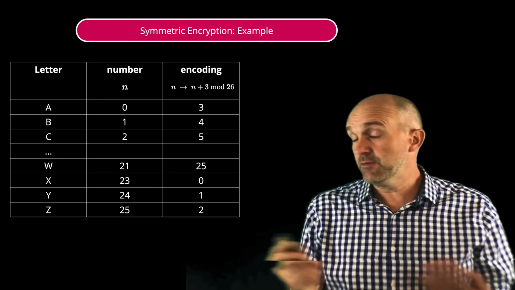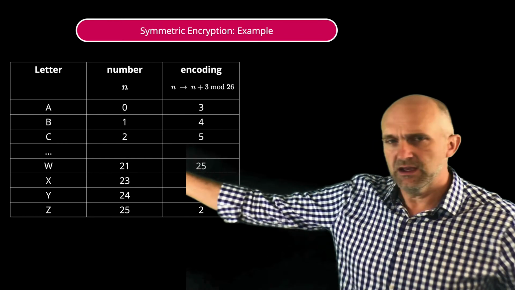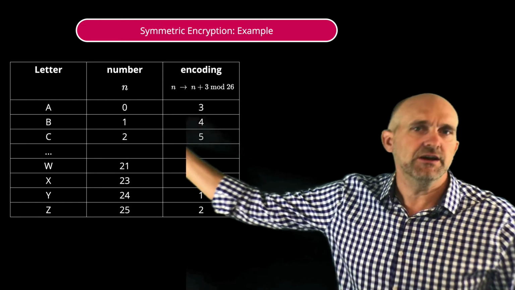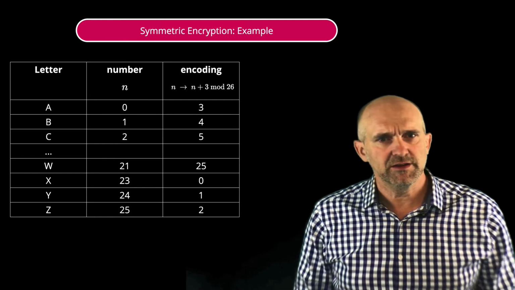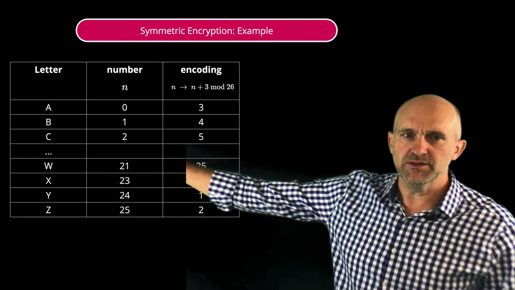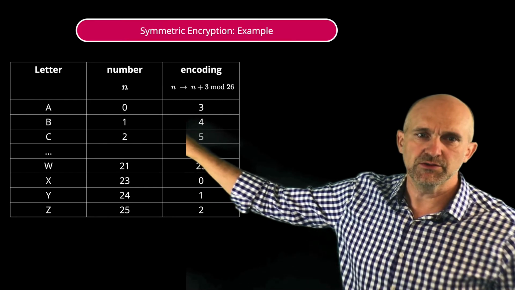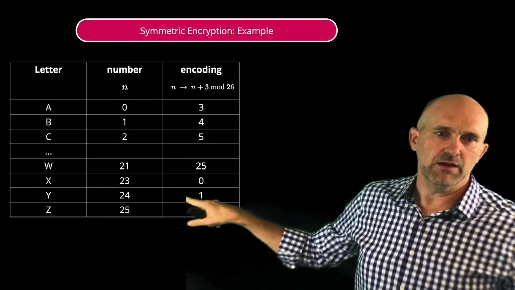And a symbol encoding, the kind of thing that you probably learned as a kid, is you just take the number that you assign to a letter and you add 3 to it. And we have this modulus 26 there. So you take the number 0 and you add 3. So A becomes 3, B becomes 4, C becomes 5. W would then become 25.